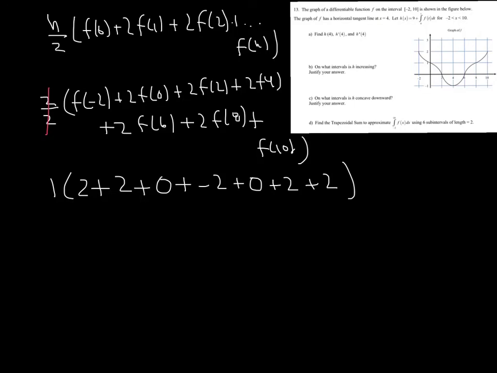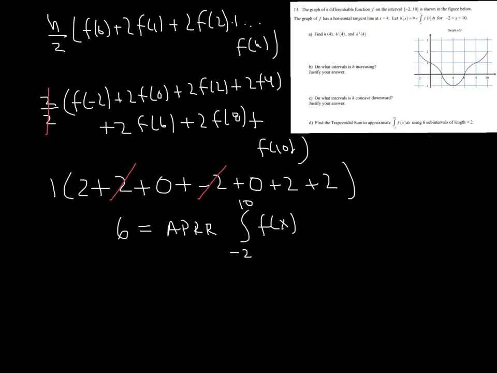So it looks like the negative 2 and positive 2 cancel there. And so we end up getting 1, 2, 3, 4, 5, 6 as our answer. And 6, let's just keep in mind what that is. That is the approximation of the integral of negative 2 to 10 of f of x.